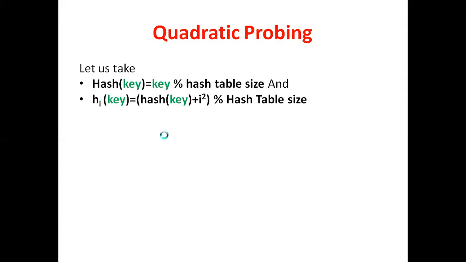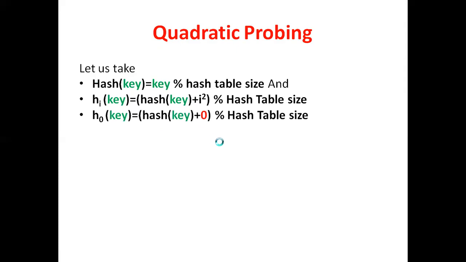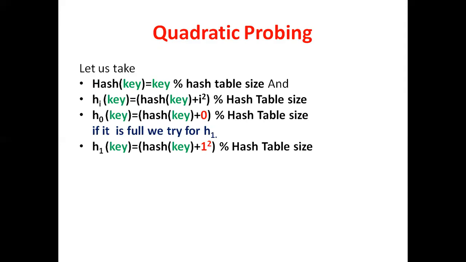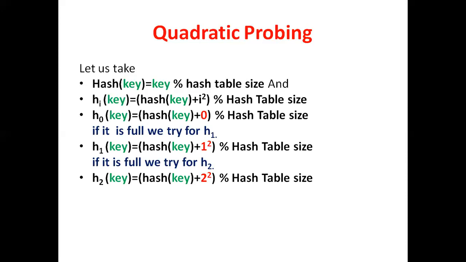Now i is replaced by 0, 1, 2, 3 and so on. When i is 0, that is 0 squared, which means 0. If it is full, then try h1, that is 1 squared, where i is replaced by 1. When it is full, try h2, that is 2 squared, and so on. So the i squared values are 1, 4, 9 and so on.